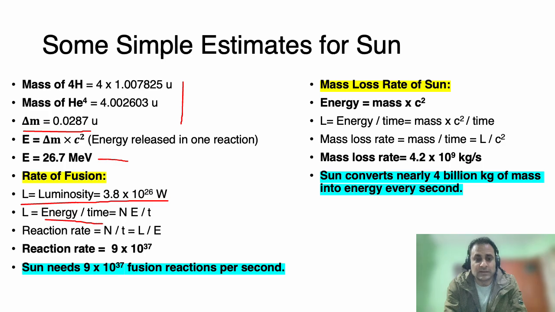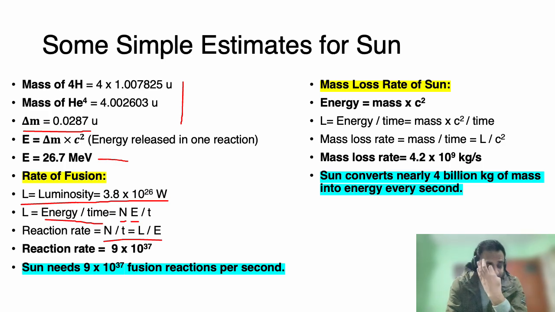One reaction produces energy E, so we need to multiply by N and divide by T. This is the definition of luminosity. Let's isolate N over T, which is called the reaction rate, and it becomes equal to L over E. Now we know the value of L and the value of E. E is 26.7 mega electron volts, and L is 10 to the power 26 watts.